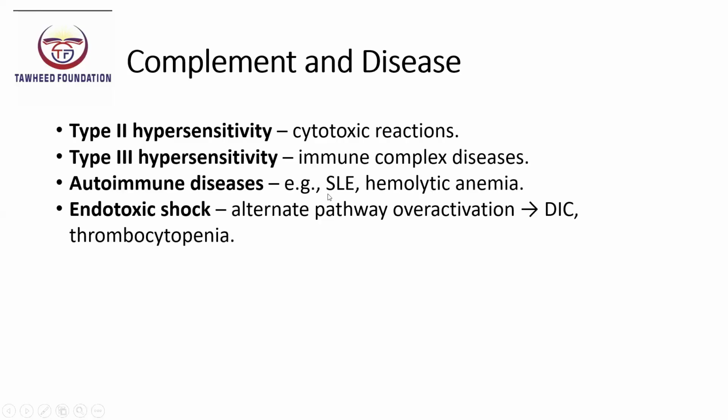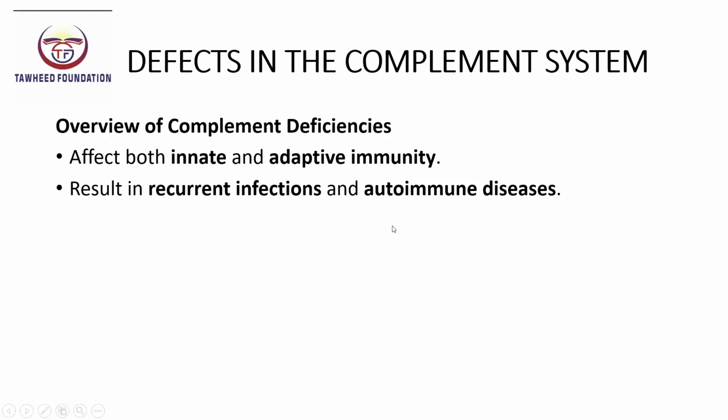Autoimmune diseases like SLE and autoimmune hemolytic anemia often involve excessive complement activation and tissue injury. Overactivation of the alternative pathway in endotoxic shock caused by bacterial endotoxin can trigger disseminated intravascular coagulation, that is DIC, thrombocytopenia, and severe inflammation. Hence, controlled complement activity is essential to avoid self-damage.